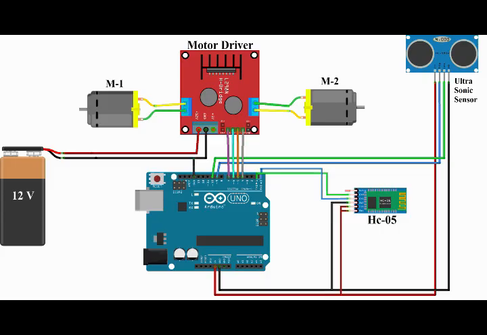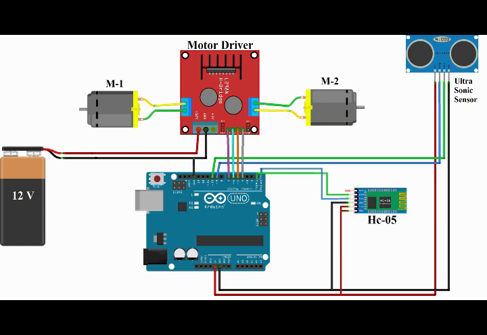There will be an Arduino Uno, there will be a motor driver which will be further connected to two motors. Then there will be a 12 volt battery for the power supply. Then there will be a Bluetooth module for a wireless connection.